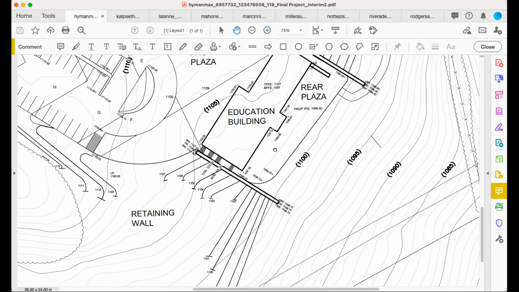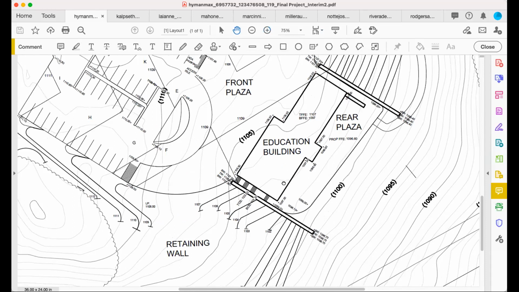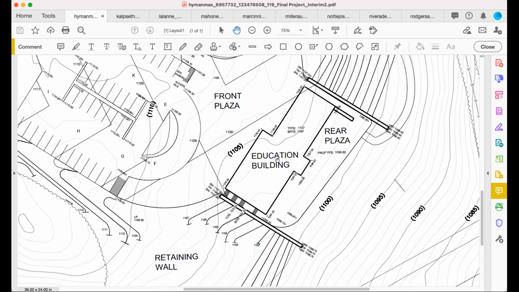So the first thing we need to check is whether or not you have the correct TFFE and BFFE, and it seems that it hasn't been updated. The TFFE should be 1109 point something, depending on where you enter the building. So this is 09, and 09 should stop here. Yeah, I completely forgot that because I changed the contour after we met last time, and I completely forgot to change the FFE. Sorry.